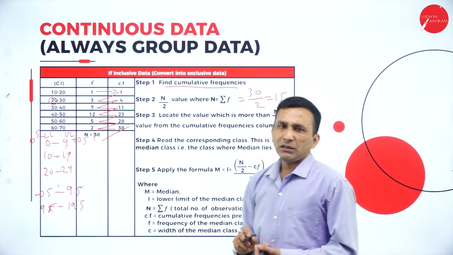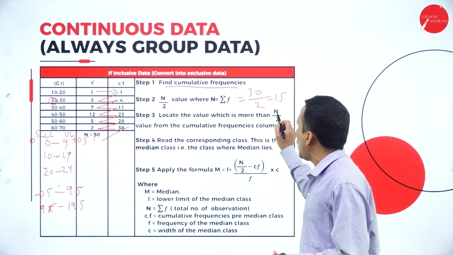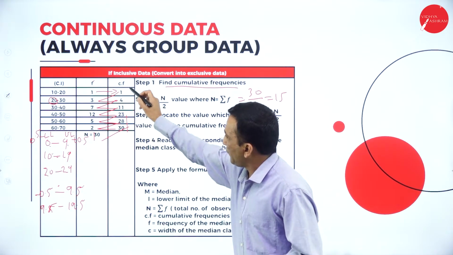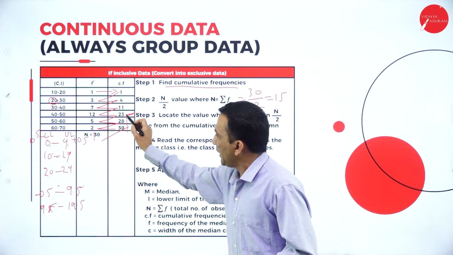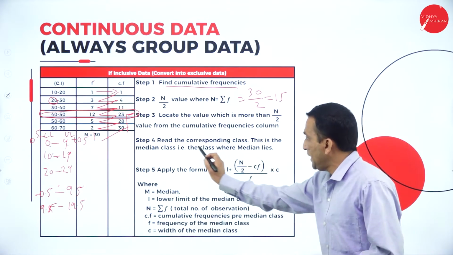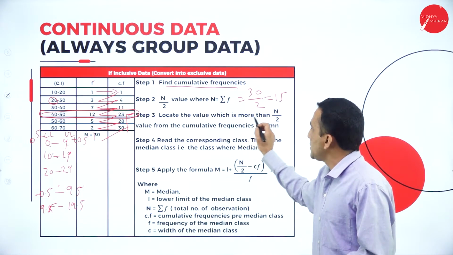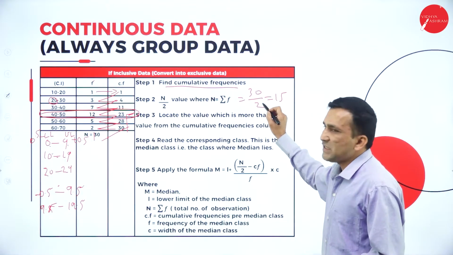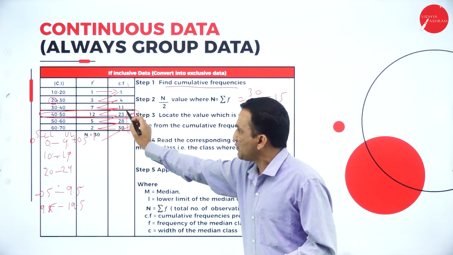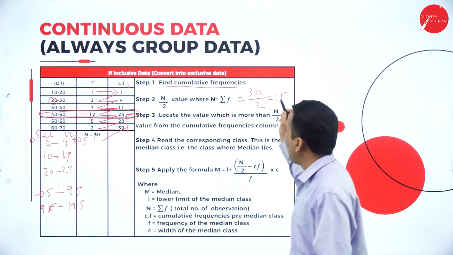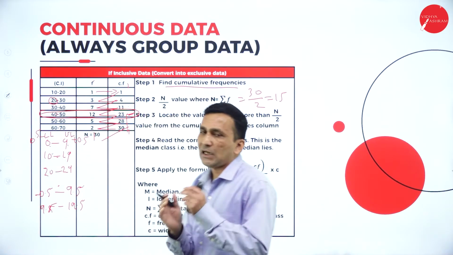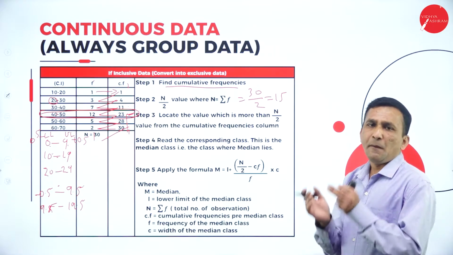Now third step, locate the value which is more than N by 2. Now 15, where is it lying in the cumulative frequency? 15 is coming under 23. Now it is called the median class, because the condition is very clear: locate the value which is more than N by 2. After simplifying, I am getting 15. So in the cumulative frequency series, I want to observe where I get more than 15. 15 is lying under the cumulative frequency 23, the 40 to 50 class, and that class is considered the median class.